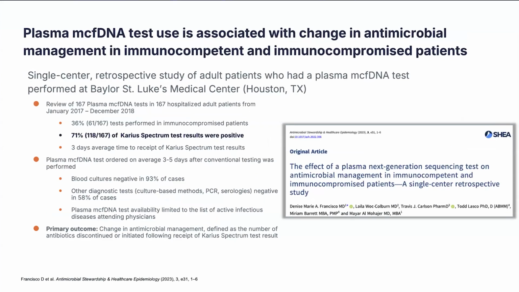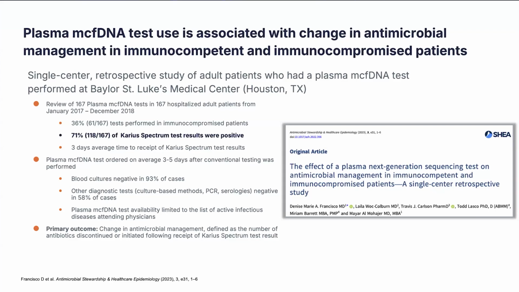However, the problem in widespread adoption of these tests and technologies is that the evidence specific to transplant patients is not that robust. So we at St. Luke's had previously looked at our own experience from January 2017 till December 2018. And because we were early adopters of this test, most of the other institutions started using it more and more in 2019 or 2020 and onwards.